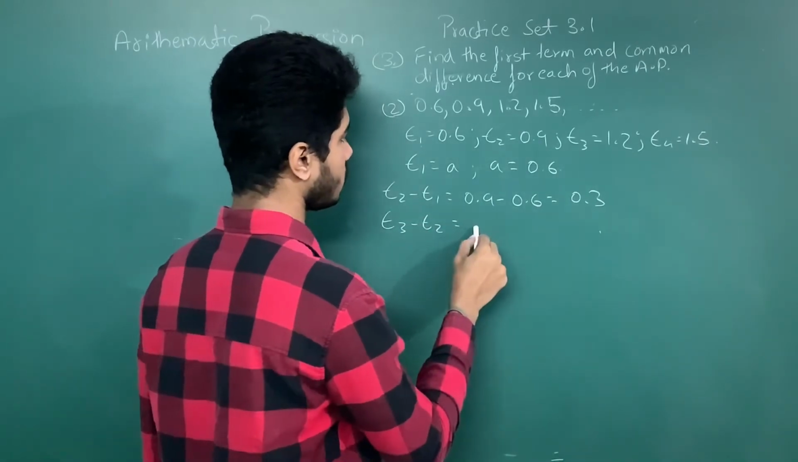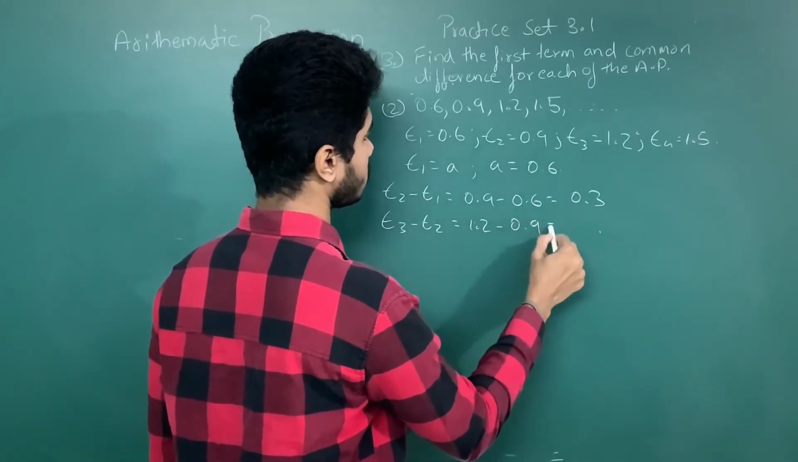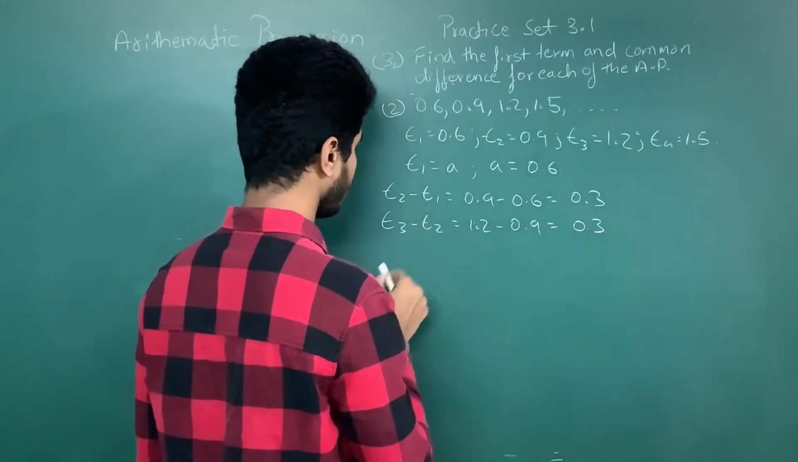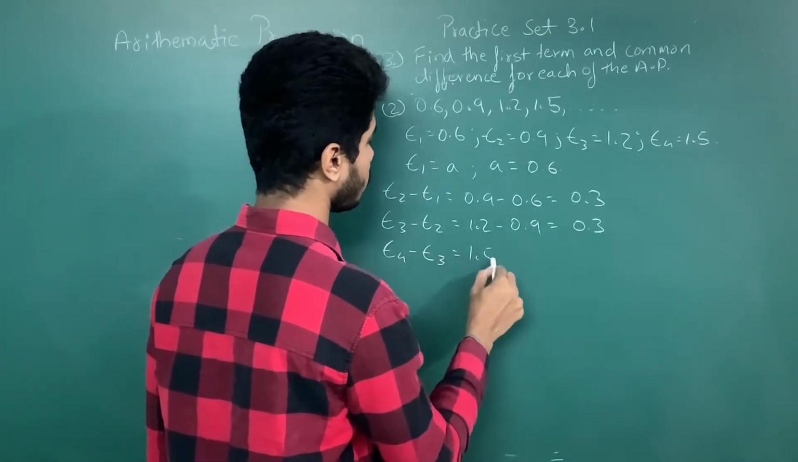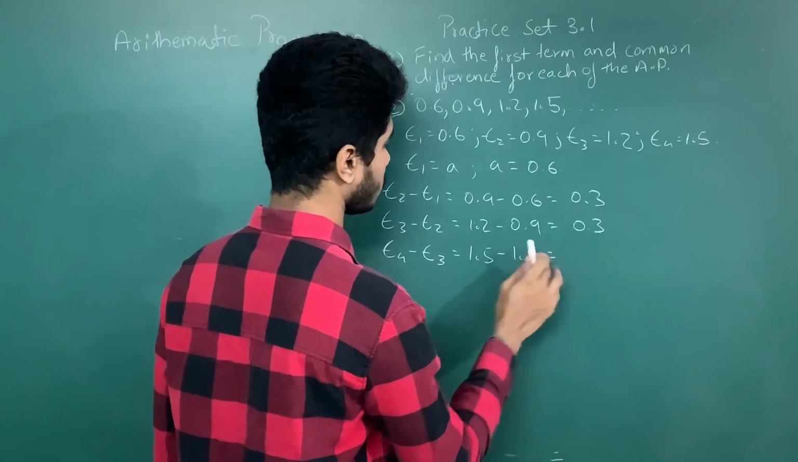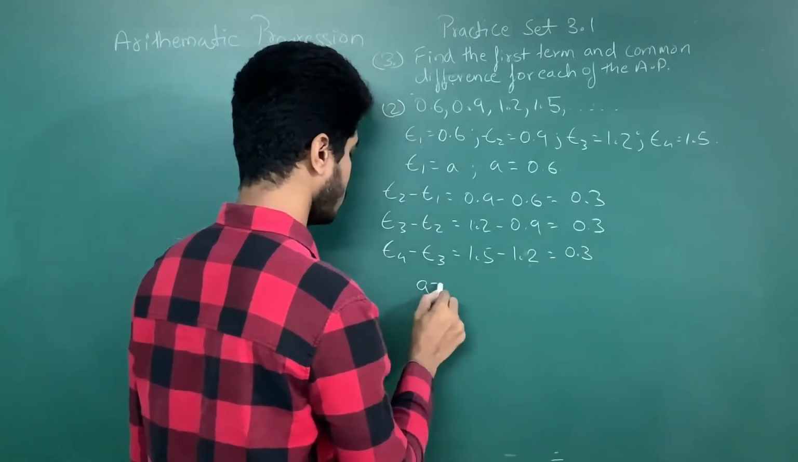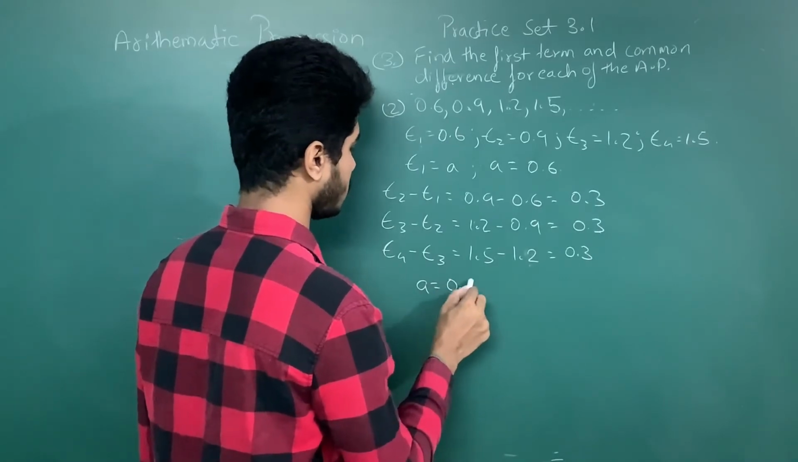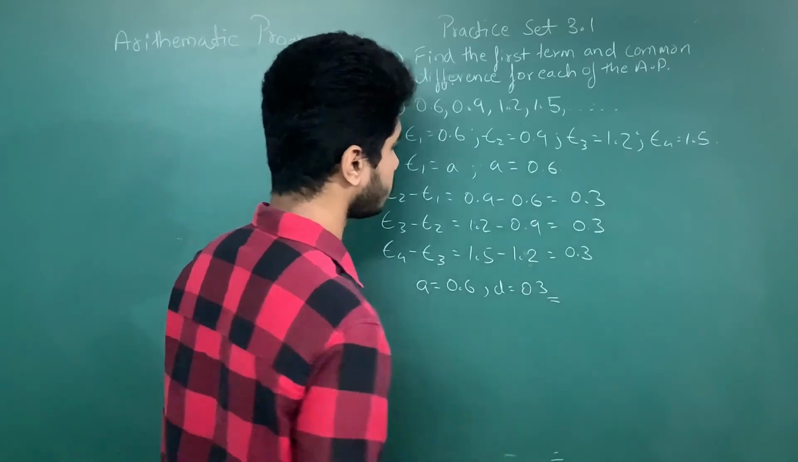T3 minus T2, 1.2 minus 0.9, which eventually gives you 0.3. T4 minus T3, which is 1.5 minus 1.2, which gives you 0.3. Therefore, the first term, that is A, is 0.6 and the difference is 0.3.